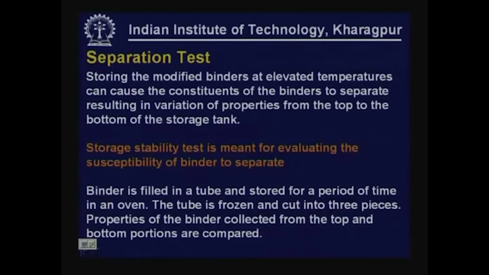So, if you collect a sample from top, collect a sample from bottom and determine its properties, they can be significantly different if it is a binder which is prone to significant separation. The storage stability test is meant for evaluating the susceptibility of binders to separate. What is done is the binder is filled in a tube and stored for a specified period of time in an oven at a specified temperature. The tube is frozen so that it can be cut into 3 equal pieces. The properties of the binder collected from the top part of the tube and bottom part of the tube are compared.